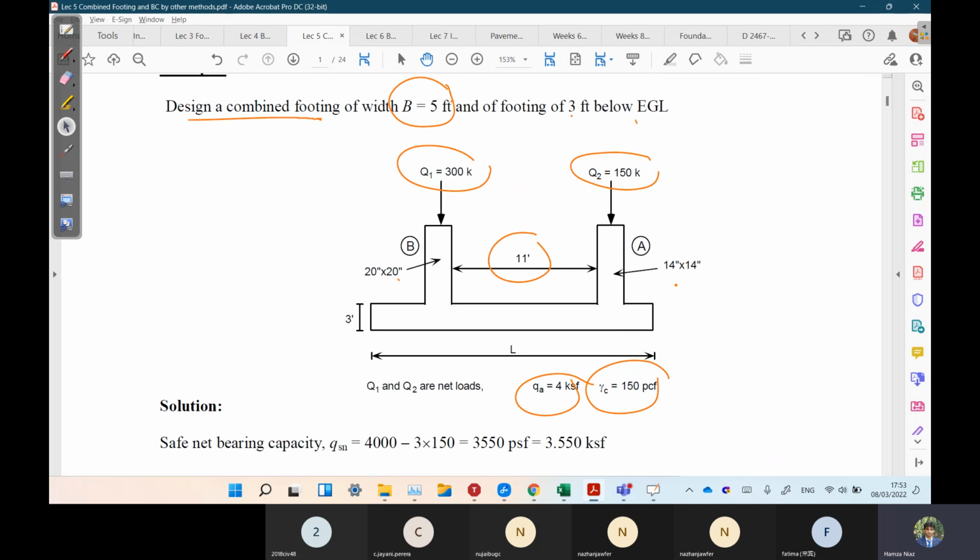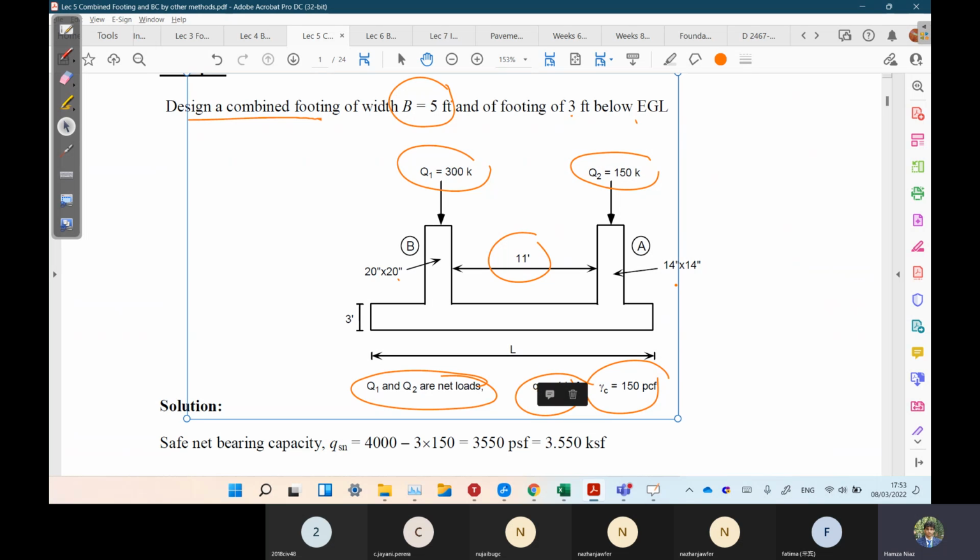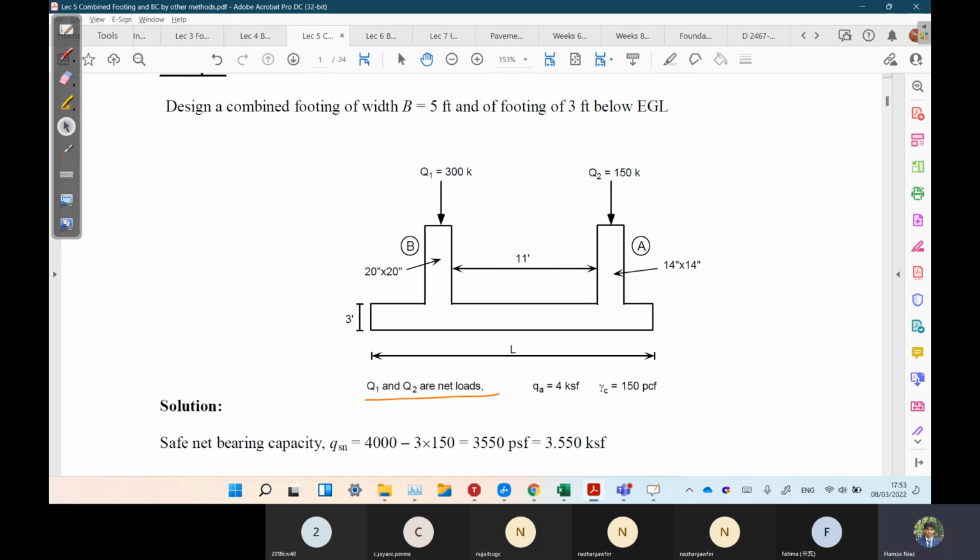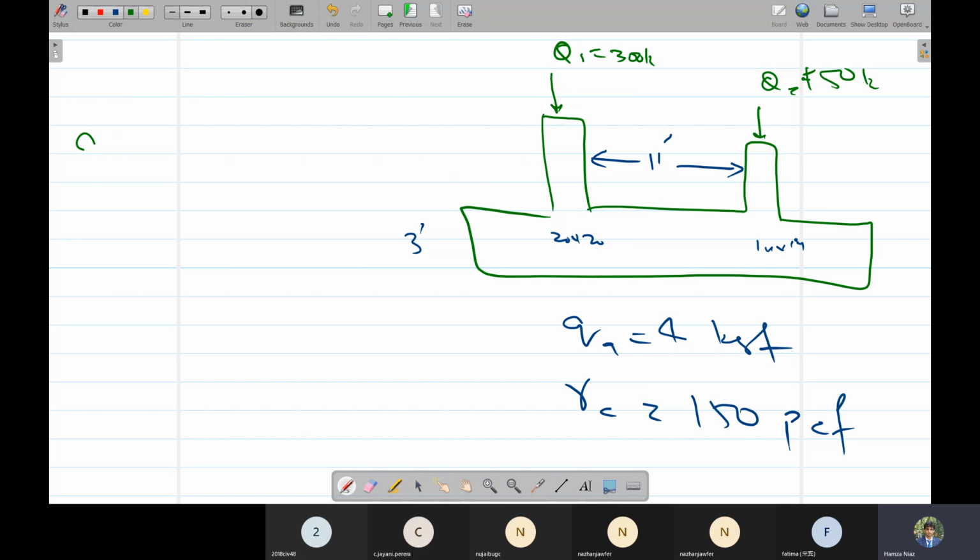They are saying that the loads are net loads. They have provided us the allowable bearing capacity, but the loads are net loads. So first we have to calculate the net bearing capacity. Q net safe is simply Q allowable, or Q safe, minus gamma times Df. So Q safe is 4 KSF minus 0.15 times the depth of footing, because gamma is in pounds.